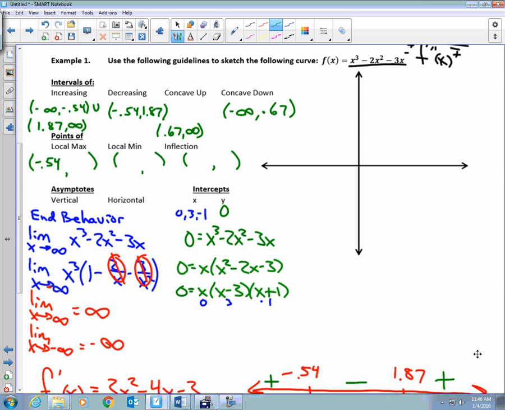Here we go. We did the location of the local max. What's the location of the local min? 1.87. And what's the location of the inflection point? How do I get the y values? Plug them in the original.